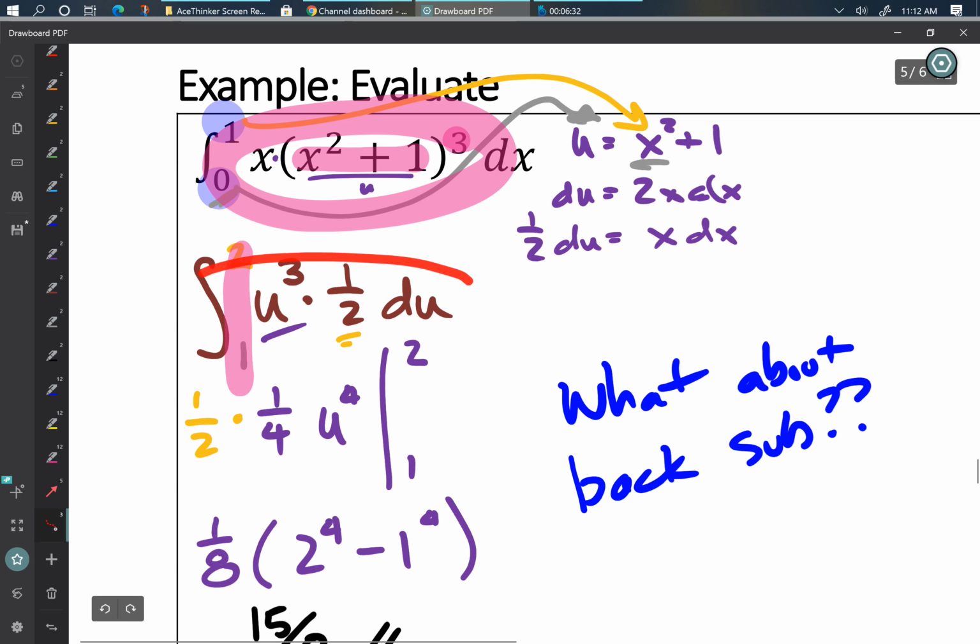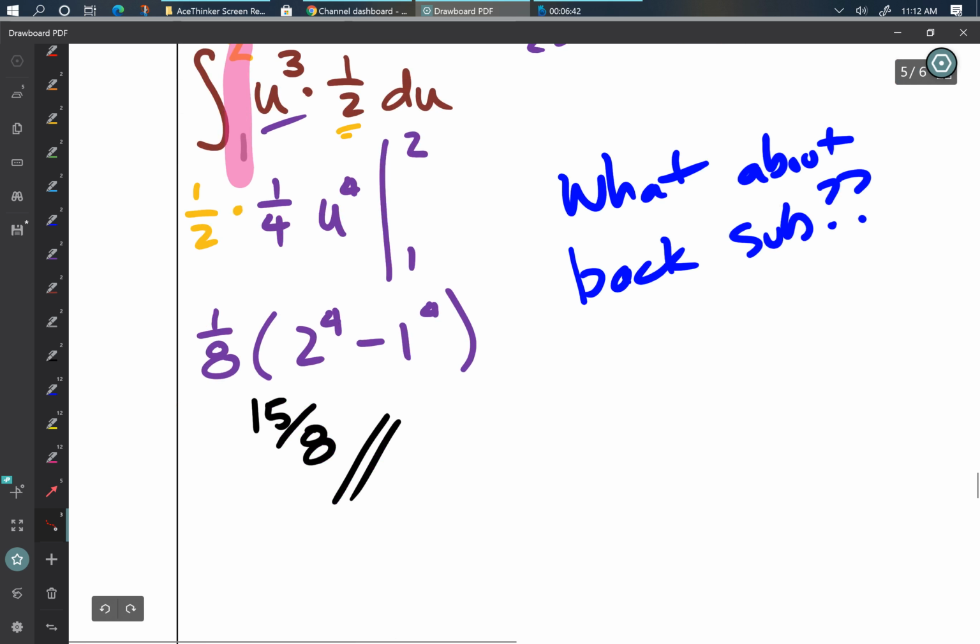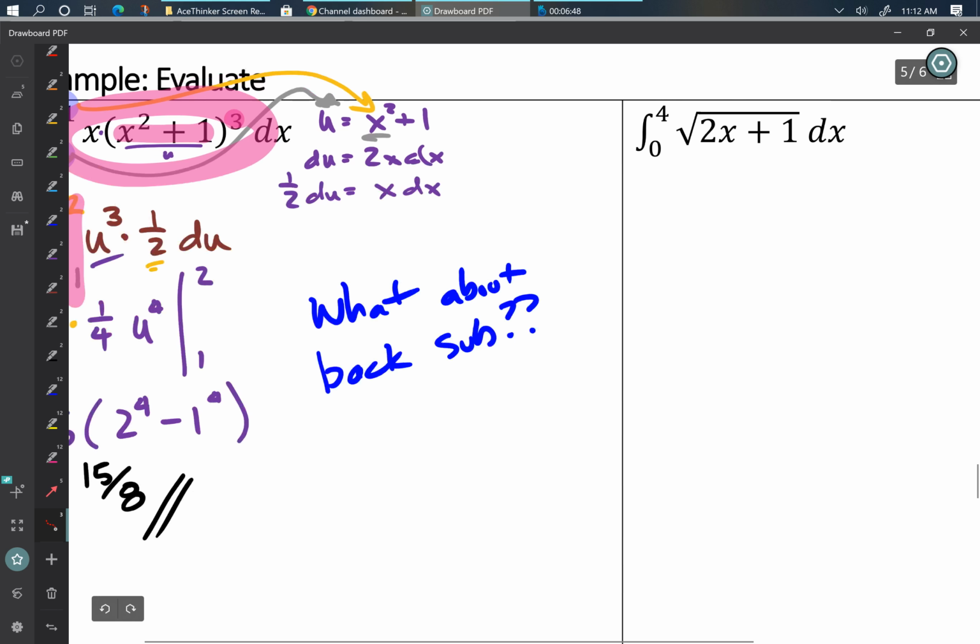From this step to this step, I just performed integration. The 1/2 was a coefficient, so it drags along. U cubed became 1/4 u to the 4th. Limits of integration show up over there. From here to here is just evaluating a definite integral. All right, let's try it again.